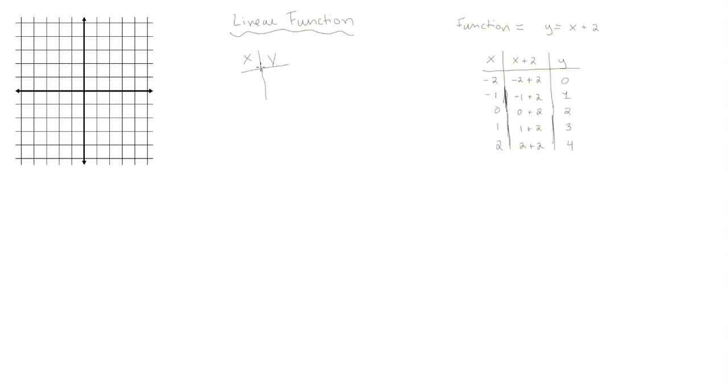Because remember, any coordinate is a mixture of a distance left or right, a horizontal distance, and then a vertical distance. And so for point 1, we're going to have -2 and 0. That's our x and our y. We'll have -1 and 1. 0 and 2, 1 and 3, and then 2 and 4, right? And those were the same numbers that we got over here. And what we're going to do is take these points and graph them.